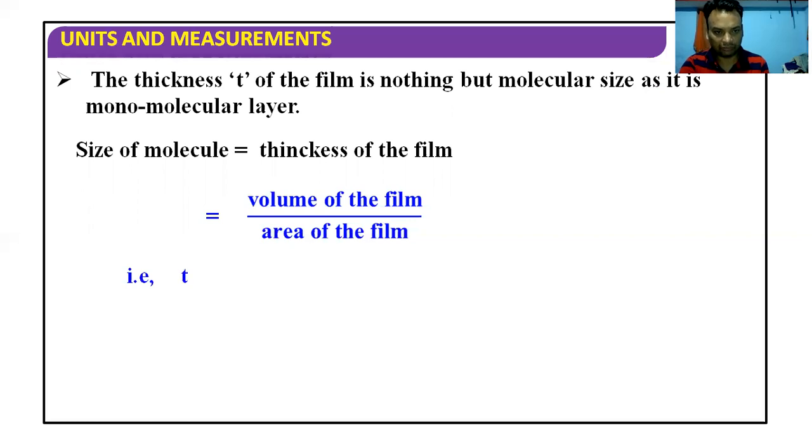Now the thickness of the film can be calculated as the volume of the film divided by the area of the film. So thickness of the film T is equal to volume of the film divided by area of the film. Volume of the film we know, area of the film we know, so we can find out the thickness of the film. And this thickness of the film is nothing but the actual size of the molecule. So it's a very simple method to find out the molecular size.